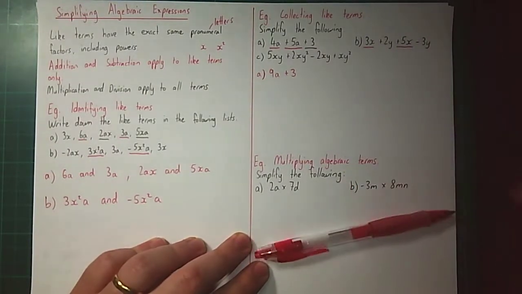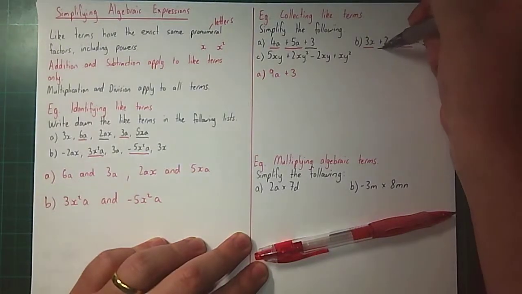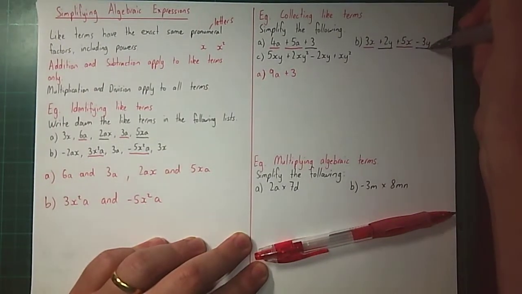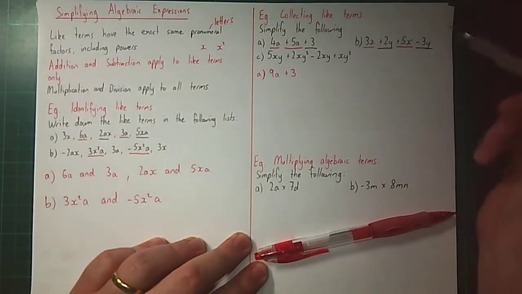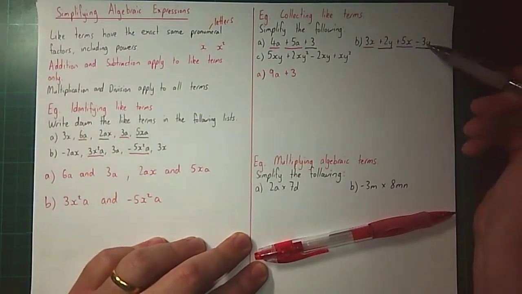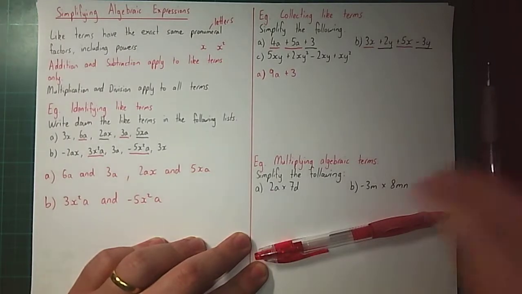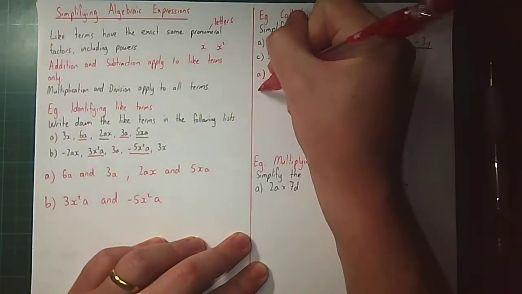in the next part here, we've got a positive 2y and a negative 3y. Most common mistake is people will add 2 and 3, but really it's 2 take away 3, and that's really important. It's the difference of getting it right and getting it wrong.